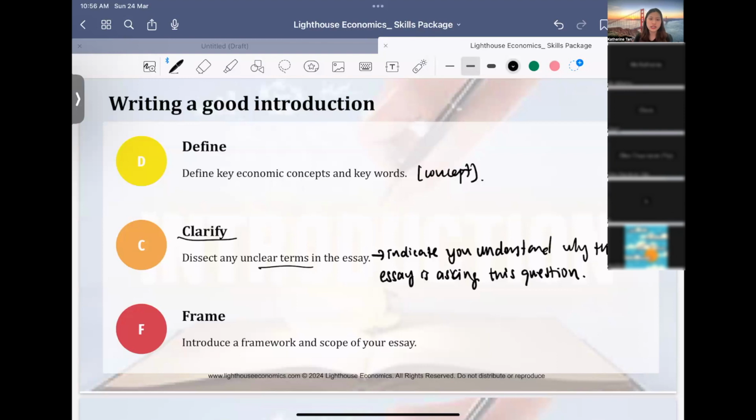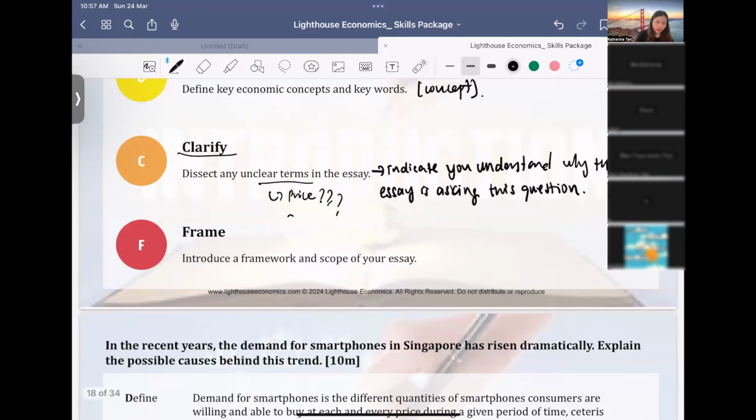Or anything that is, let's say, an unclear term. Just now, remember we had seed price? So what does price tell me? You can say that price is determined by demand and supply factors. So this is how you clarify some of the terms in the essay. Something like that. We'll go through my examples later, so don't worry about clarify.